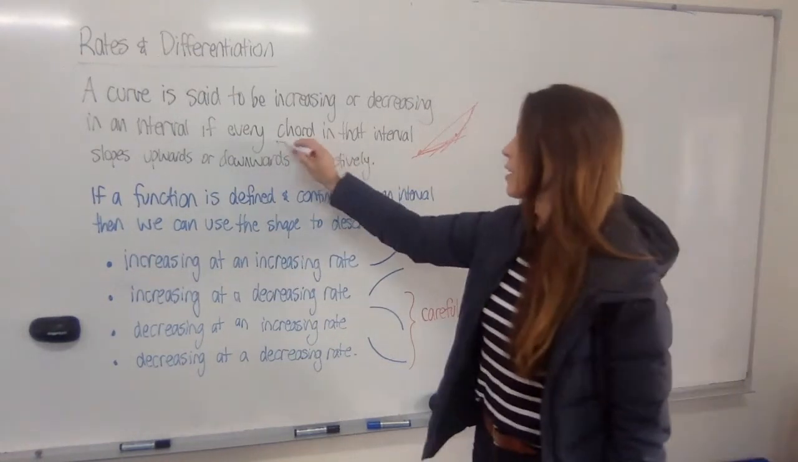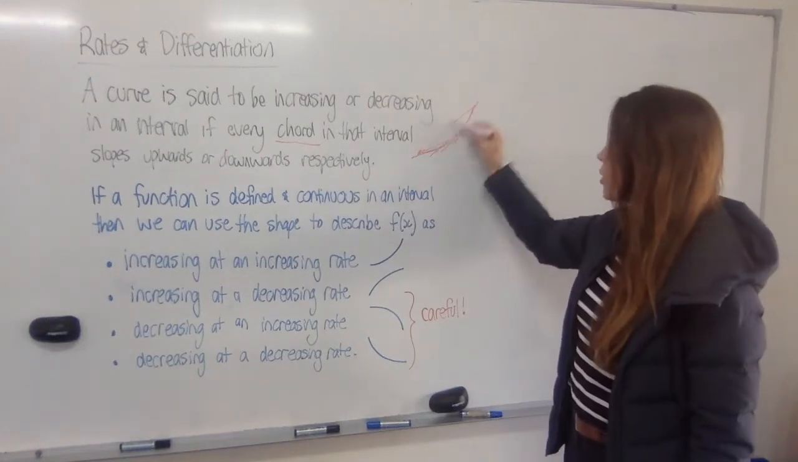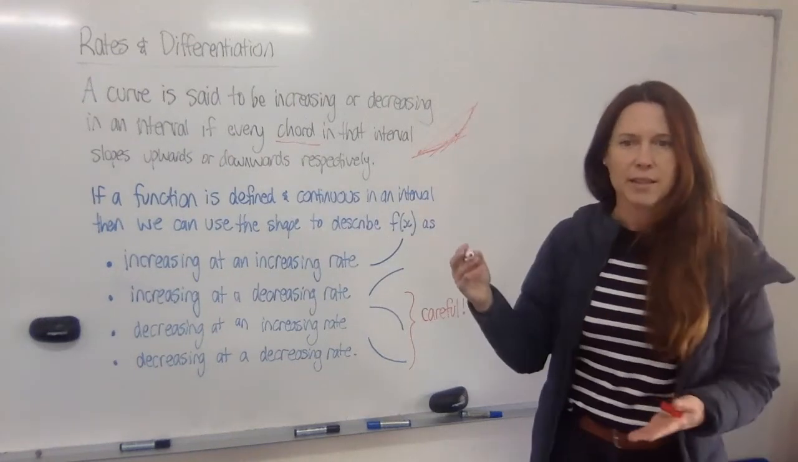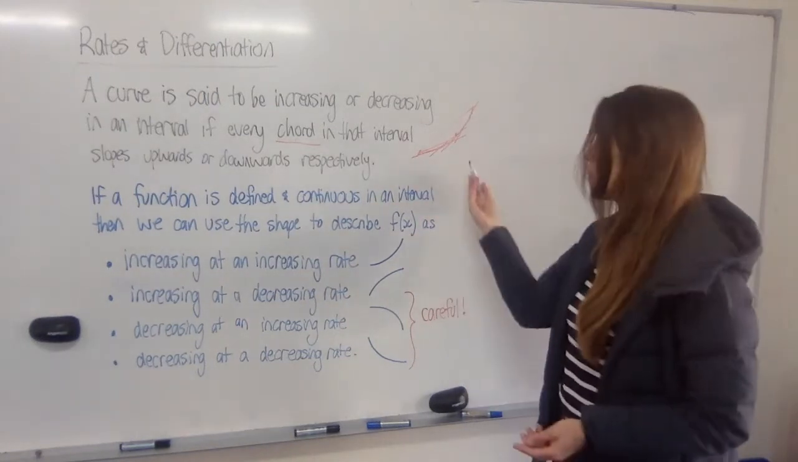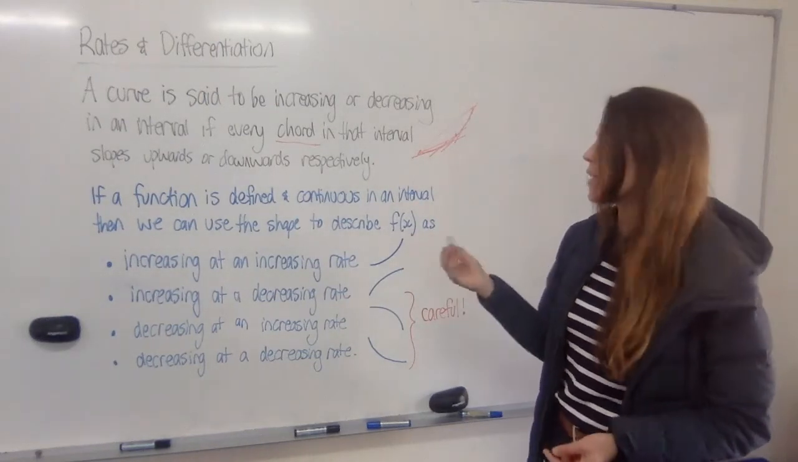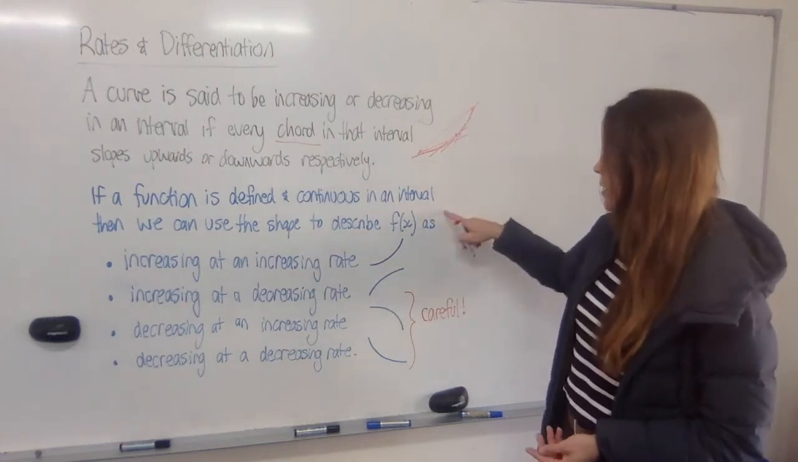So if we're looking at the chords in an interval and all the chords are positive, then we'll say that section of curve is increasing. And if all the chords are negative in gradient, then that section of curve would be decreasing.